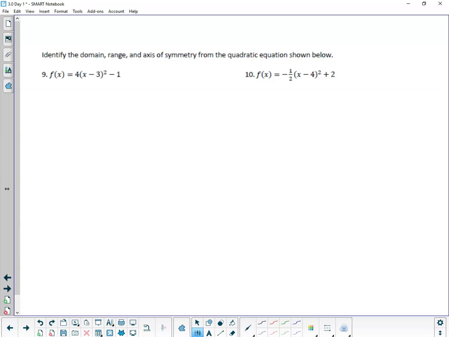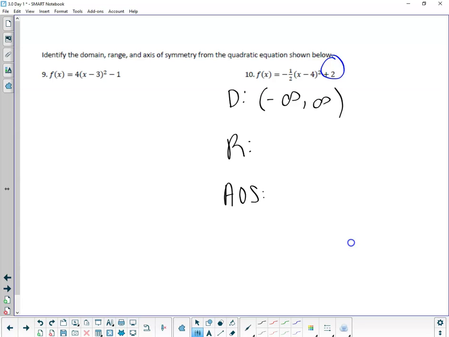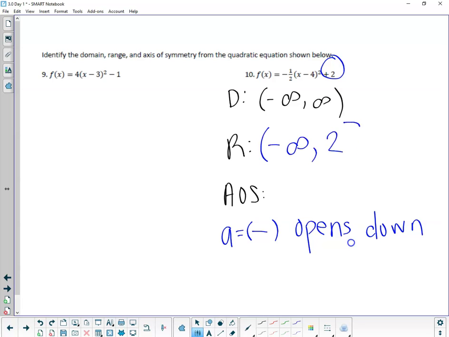Let's look at 9 and 10. On 9 and 10, it says to identify the domain, range, and axis of symmetry from the quadratic equation shown below. All right, so if you go ahead and take a look at number 10, y'all know domain. Let me knock this out real quick. Negative to positive infinity. Okay, so the range is going to have a 2 in it. But remember that a value is negative. So that 2 is actually going to be the highest that graph gets, which means we're going to start with negative infinity and then wrap it up with that positive 2. And your axis of symmetry is just going to be that h value, which is positive 4. And that's how you're going to do that one.